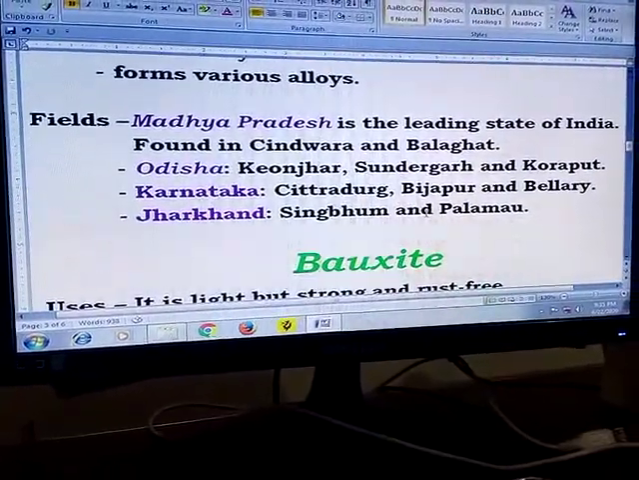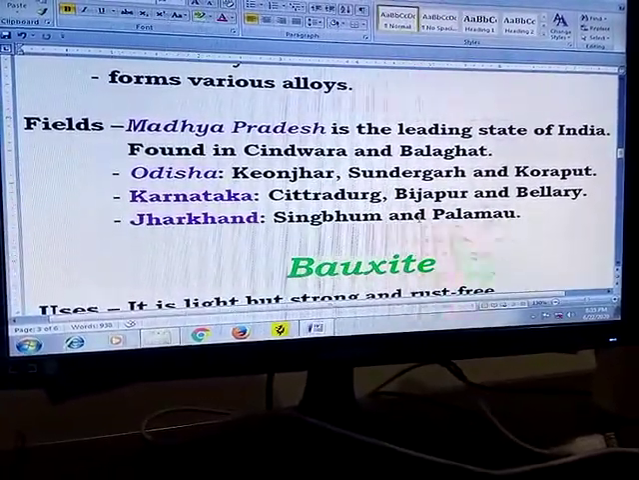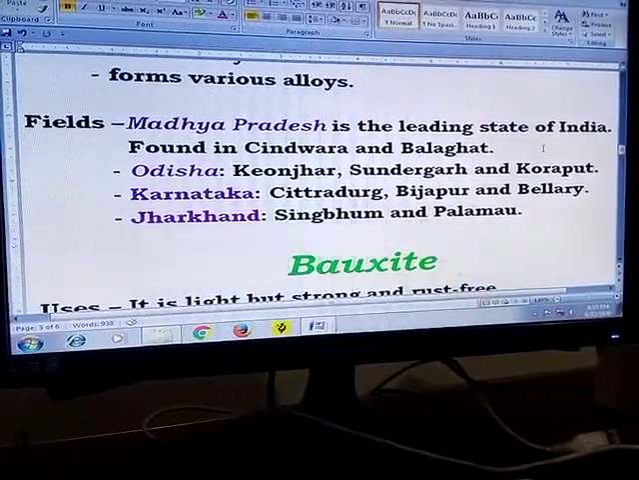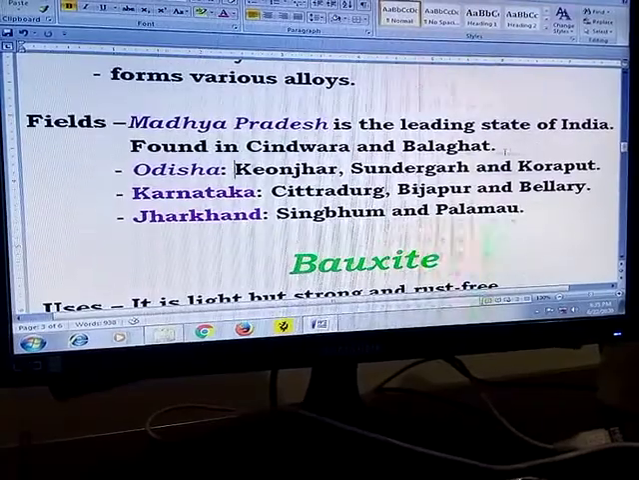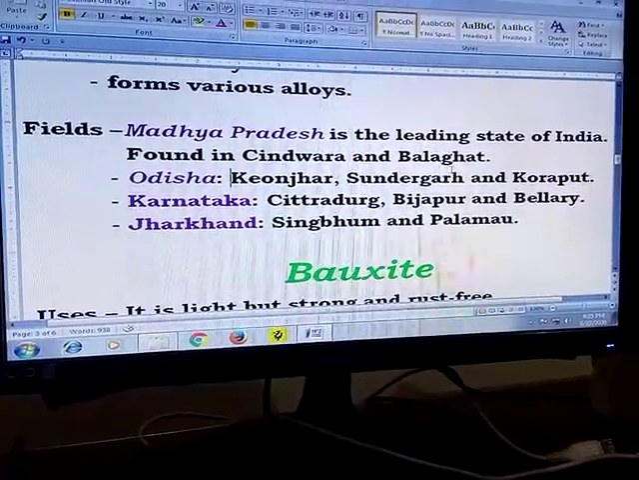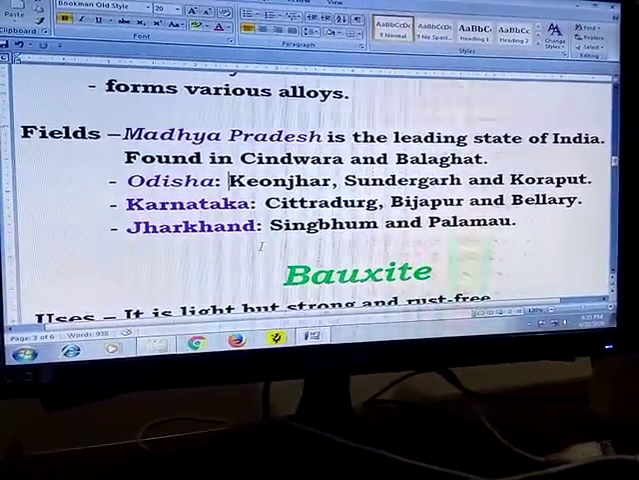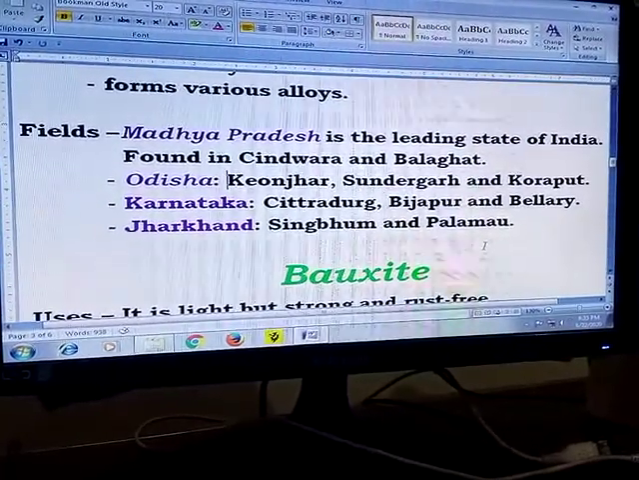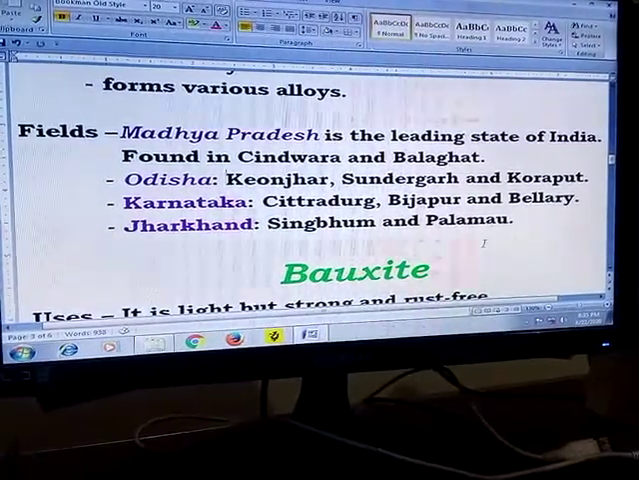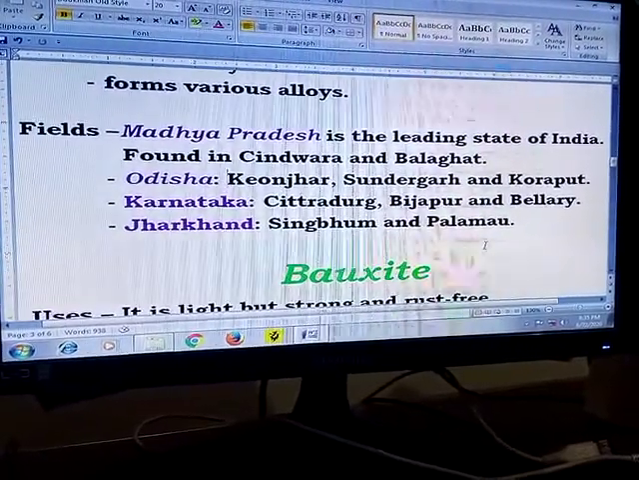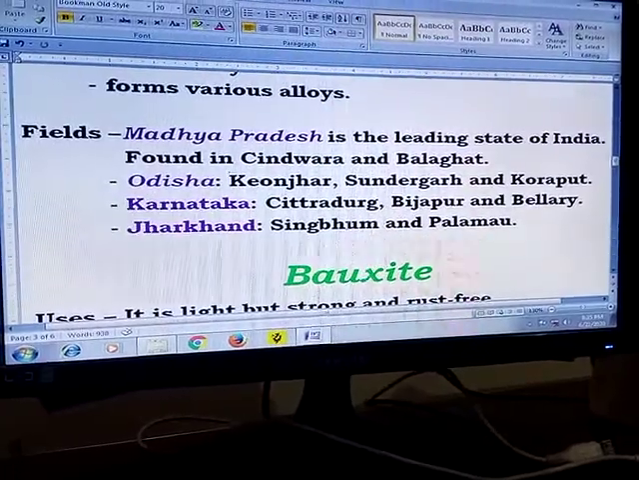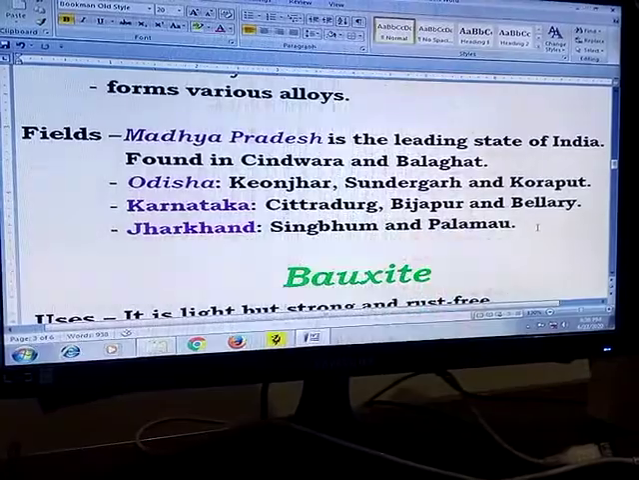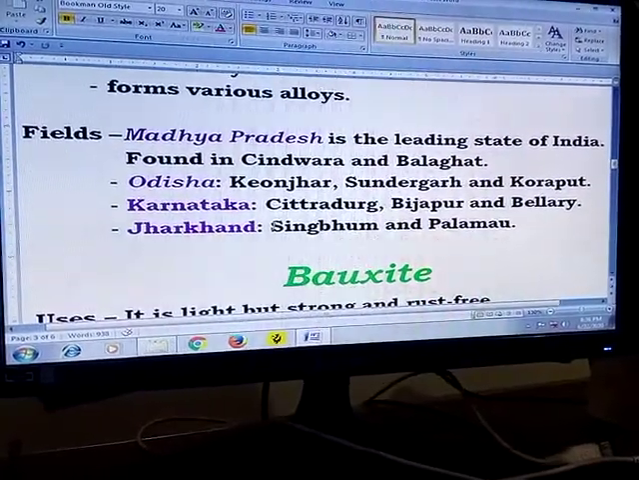Fields, means where this manganese is found in India. Madhya Pradesh. Remember, Madhya Pradesh is the leading state of India where manganese is found the maximum. It is found in the Chhindwara and the Balaghat district. Odisha. In Odisha, again Keonjhar and Sundargarh and Koraput. These are the names of the places where in Odisha the manganese is mined. Karnataka is Chitradurg, Bijapur and Bellary. And Jharkhand, again, once again back to our Singhbhum. This name will come again and again.